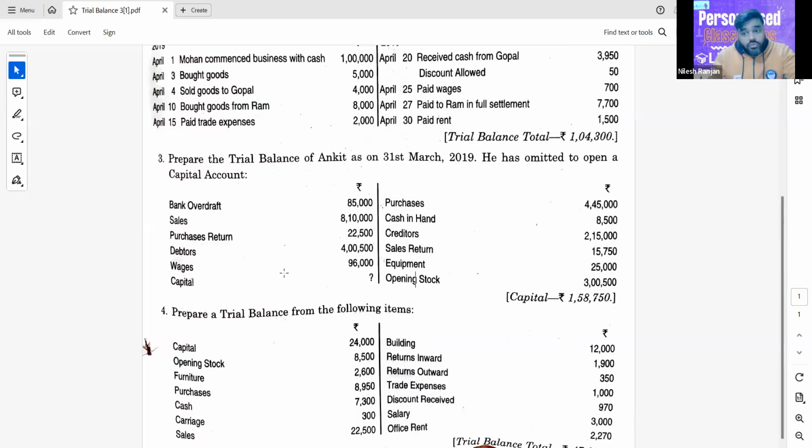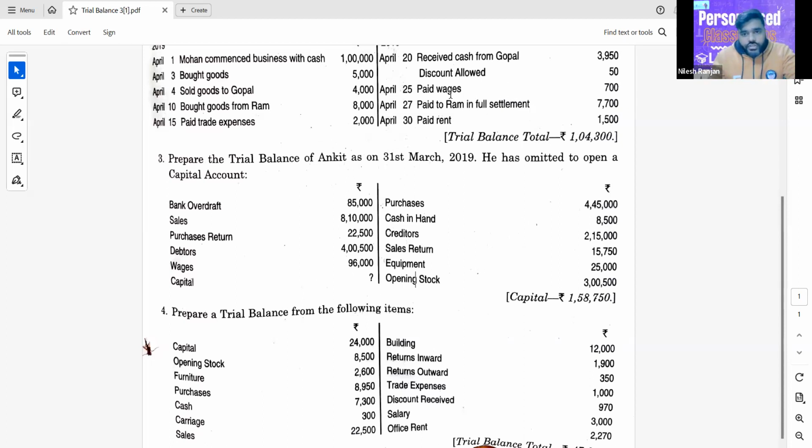Received cash from Gopal, discount allowed. This is a combined entry actually. In this transaction, there are two debit accounts and one credit account. It is called a compound entry. Like compound interest, it is compound entry. Means there are two accounts combined in one side. That's why it is compound entry.